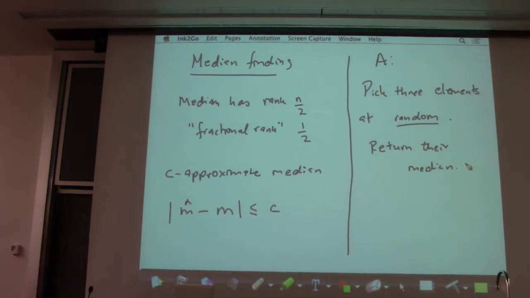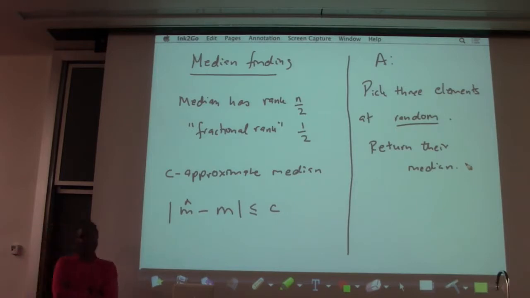This takes 3 time units to solve the problem. Not n, not log n, not square root n, 3 or 4 if I'm being slow. Constantly. I claim this is an approximate median. And I claim it's not even that bad of an approximate median.